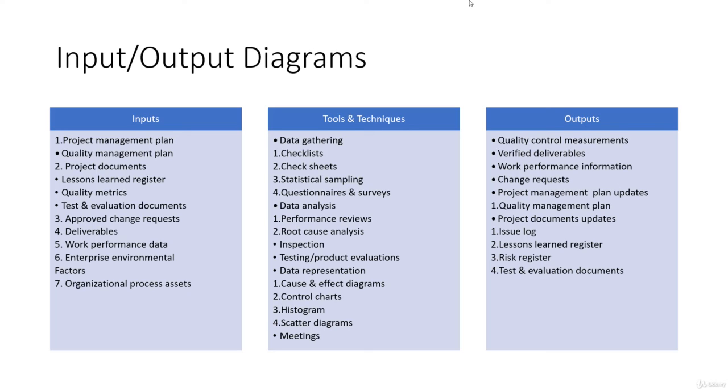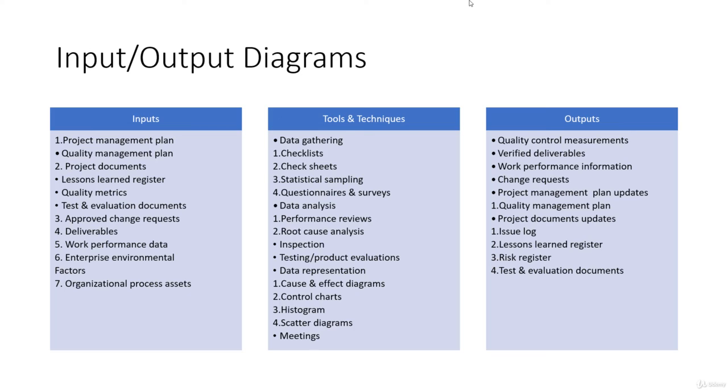For tools and techniques, we have data gathering, like checklists, check sheets, statistical sampling, questionnaires and surveys. For data analysis, we have performance review, root cause analysis, inspection, testing, product evaluation, and data representation in the form of cause-and-effect diagrams, control charts, histograms, scatter diagrams, meetings.